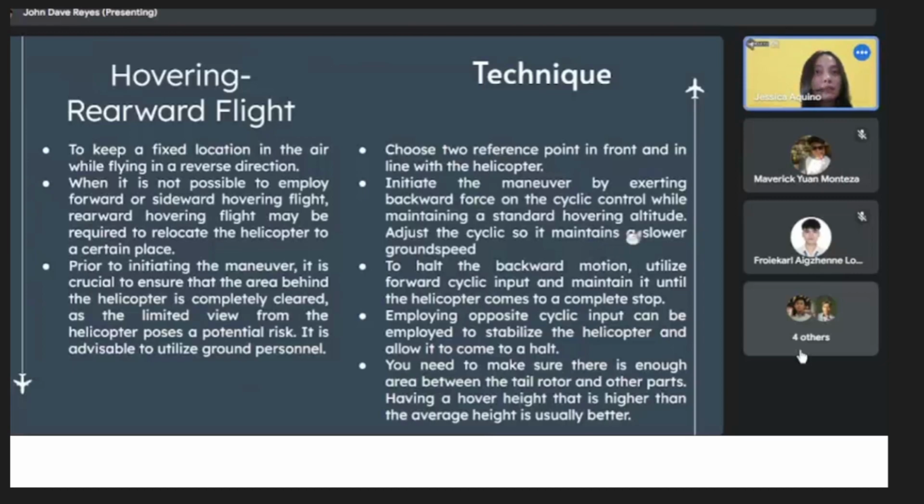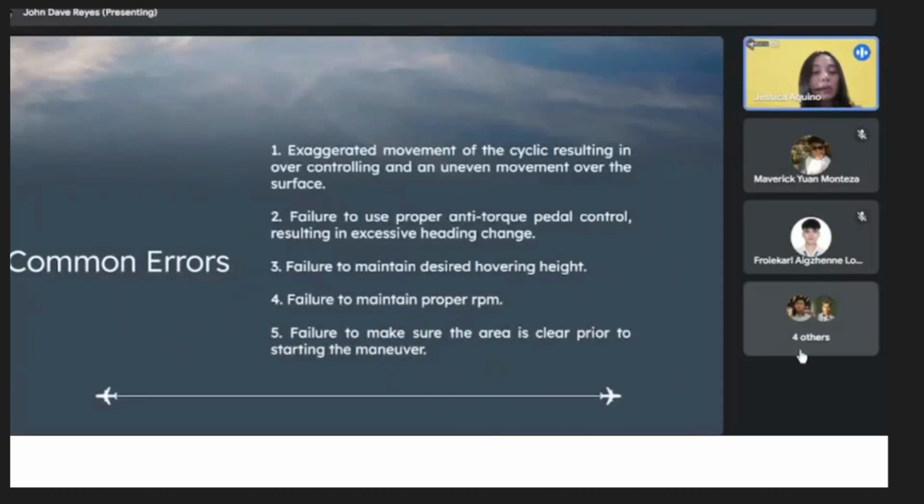So for the common errors on rearward hovering, the first one is exaggerated movement of the cyclic, resulting in over-controlling and uneven movement over the surface. Second one is failure to use proper anti-torque pedal control, resulting in excessive heading change, and the same common errors exist in the sideward hovering flight.